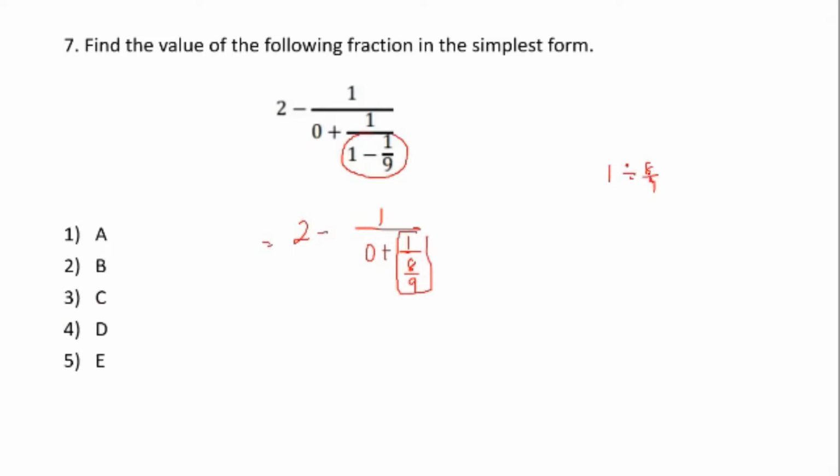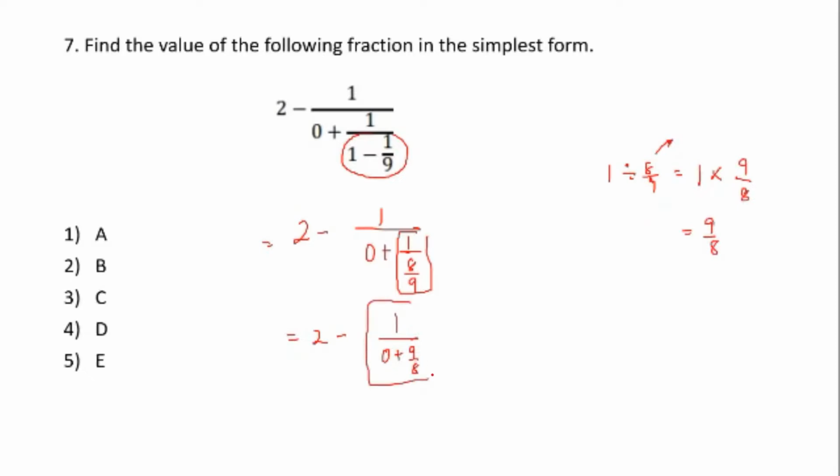If you haven't learned division of fractions, you should learn this in grade 6, but when we divide fractions, we change the division into multiplication, and then we turn this to its reciprocal, which means turn it upside down. So it's equal to 1 times 9 out of 8, which is just 9 out of 8. So 2 minus 1 out of 0 plus 9 out of 8, which is just 9 out of 8.